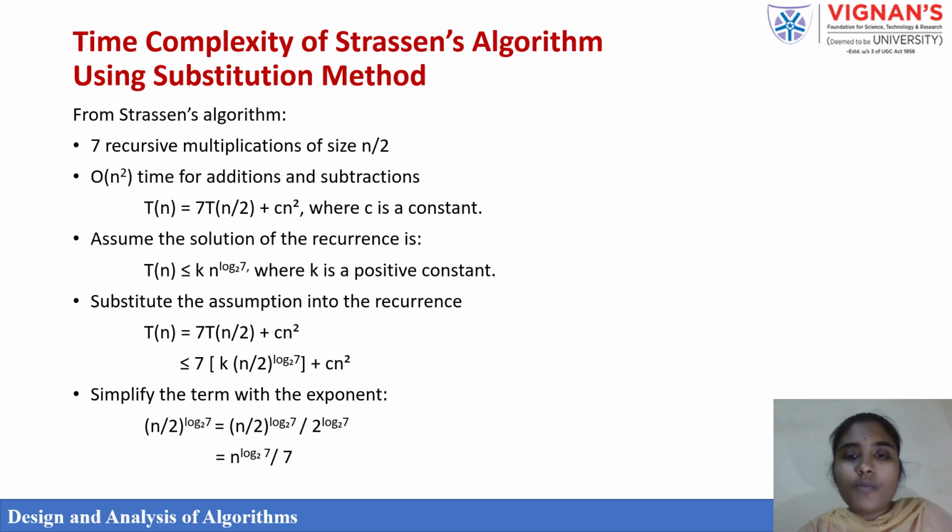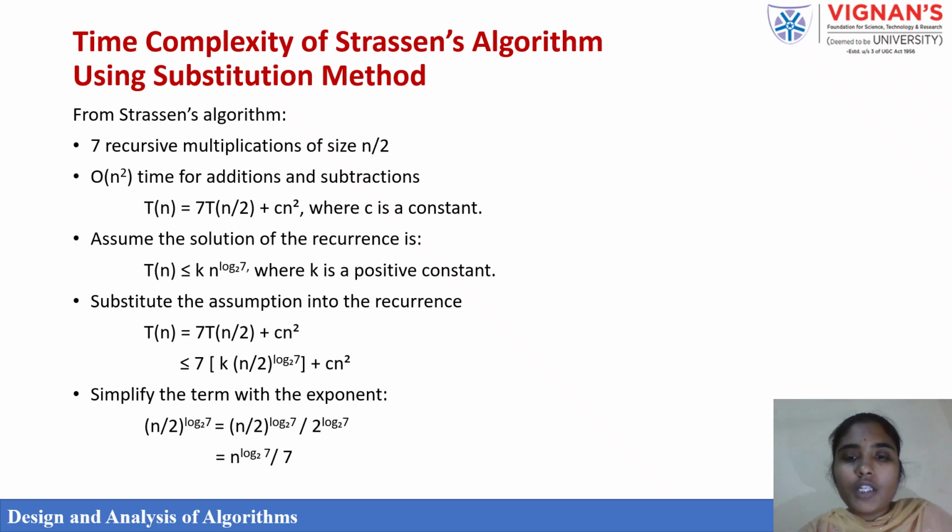Now, we assume a solution for this recurrence. T of n is less than or equal to K into n power log 7 base 2, where K is a positive constant. Next, we substitute this assumed solution into the recurrence relation. So, we get T of n is less than or equal to 7 times K into n by 2 power log 7 base 2 plus n square.